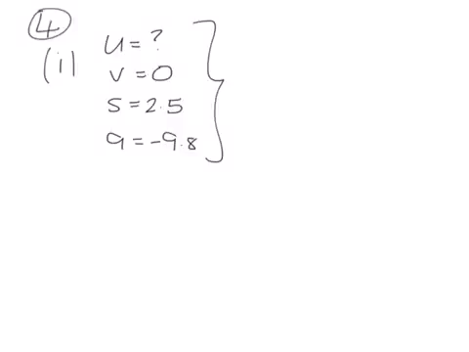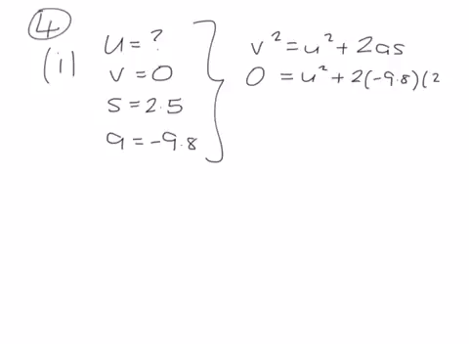Okay, so this is for part 1. So from this we can just use v squared equals u squared plus 2as and start to sub in. So we've got 0 is equal to our u squared plus 2 times minus 9.8 times 2.5. So 0 will be u squared minus 49. So then u squared is equal to 49, therefore u is equal to 7 meters per second.